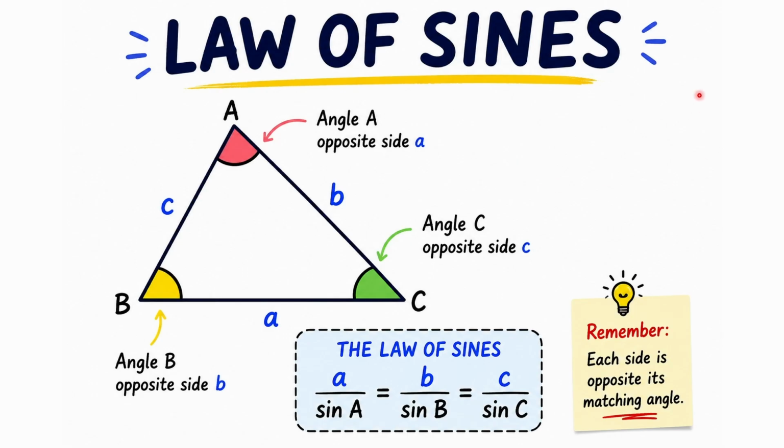Now we have an illustration. We have the triangle ABC. If this is your angle A, it must be opposite to side a. Then angle B opposite the side b. And angle C opposite side c. Let's remember that each side is opposite its matching angle.